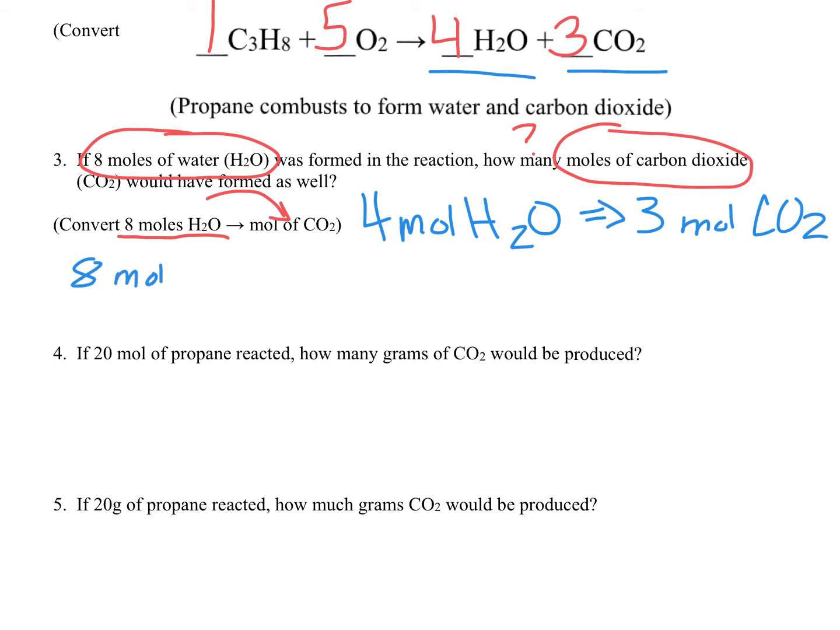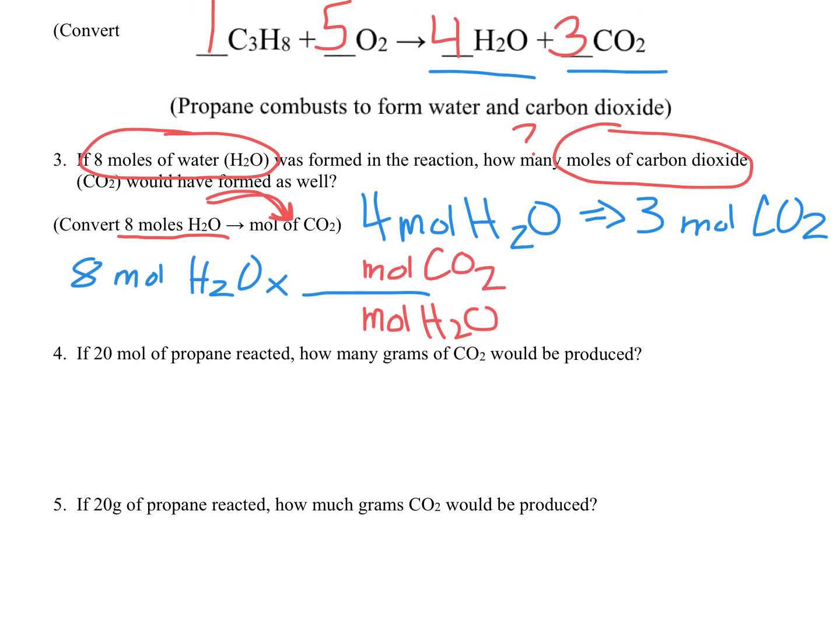I have 8 moles of water. Now I want to get rid of moles of water and convert to moles of carbon dioxide. So to do that, I'm going to need moles of water on the bottom so that my water cancels out. And we're going to put on top what it is I'm solving for, which is moles of CO2. So notice by doing that, now I have moles of water on top and bottom. They'll be able to cancel out.